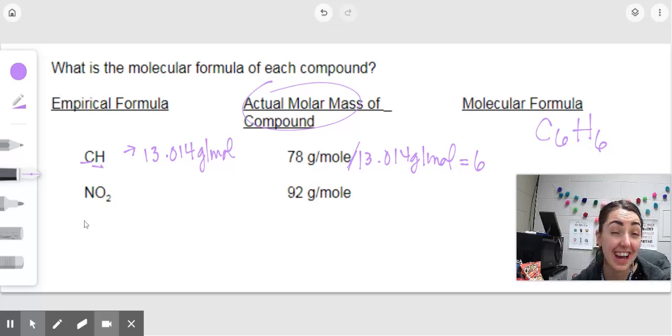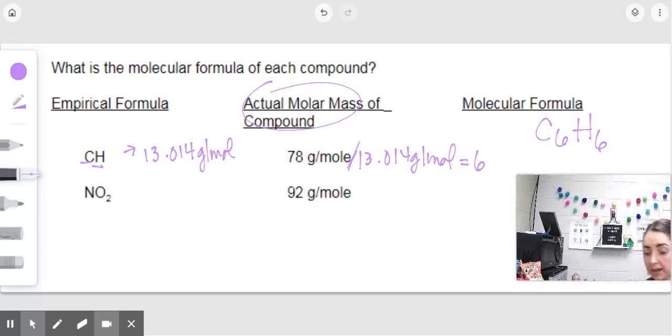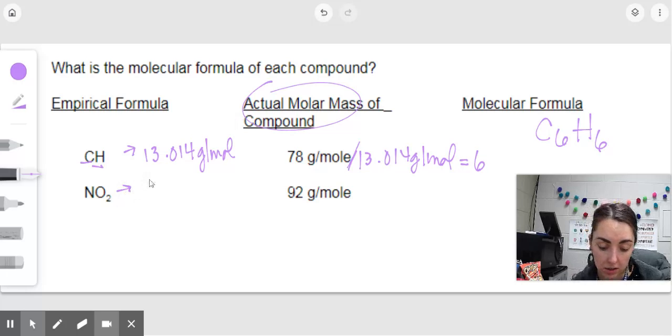So let's try again. I've got NO2. So N, that's 14.006 grams per every mole, plus O2, so 15.999 plus 15.999. Make sure you add it up based on the formula. There's 2 O's, so I need to add 2 O's here. So that gives me 46.00 grams for every mole.